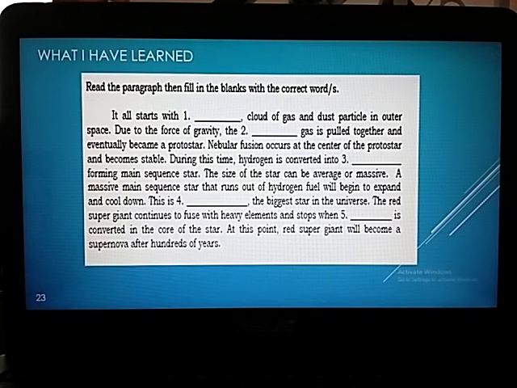And sa number 4, this is the red supergiant star, the biggest star in the universe. And sa number 5, iron is then converted into carbon star. At this point, red supergiant will become a supernova after 100 of years. So number 5, the answer is iron.